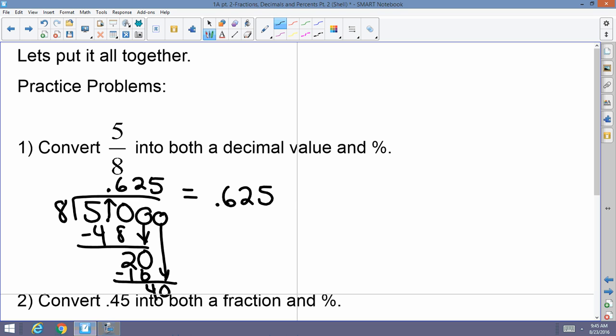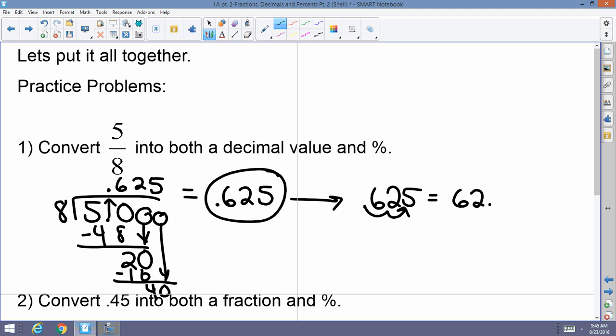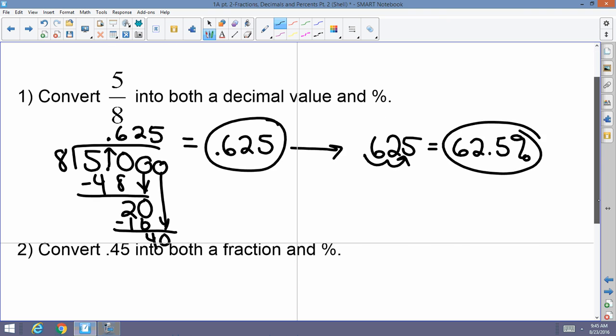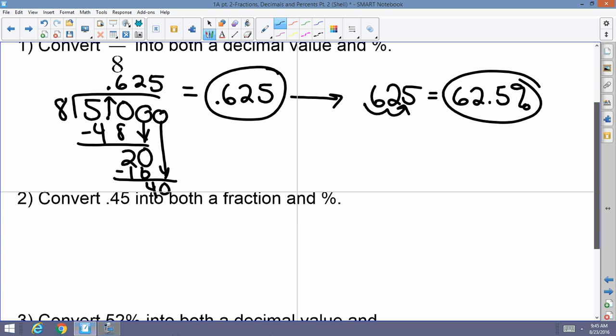Now I want to convert that to a percent. Well, okay. Here's my decimal. Now I want to convert it to a percent. So I'm going to take my decimal. I'm going to multiply by 100. I'm going to move 2 places to the right. So that equals 62.5%. Nice and simple.